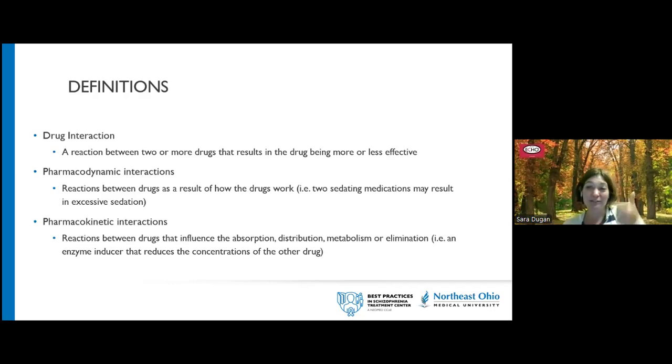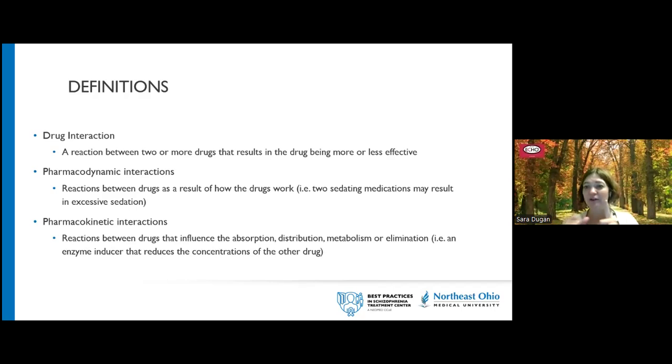So if the drug is more effective, then potentially we're seeing greater impact of that medication. It may also mean more adverse effects. On the flip side, if it's less effective, it may mean that we've lost the efficacy that we had, and we're not achieving those treatment goals that we might have been achieving previously. Now, those interactions can be a drug, a supplement, or a food interaction. We're going to focus just on the drug interactions for today.